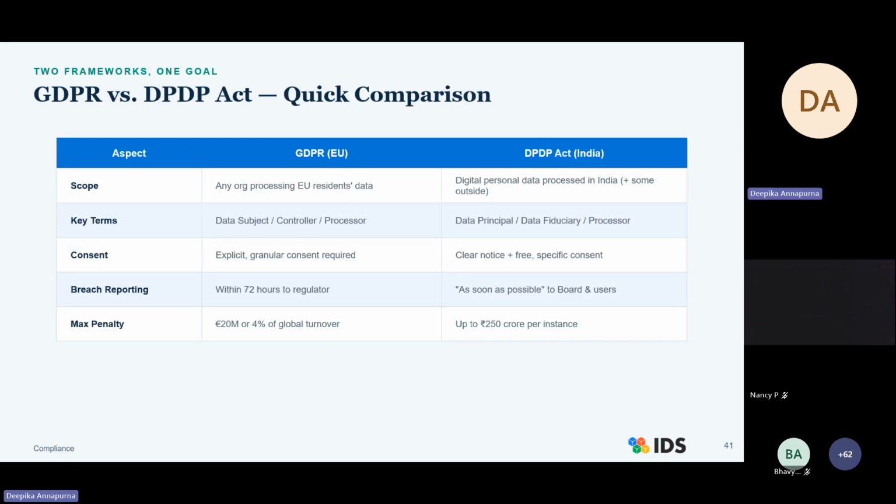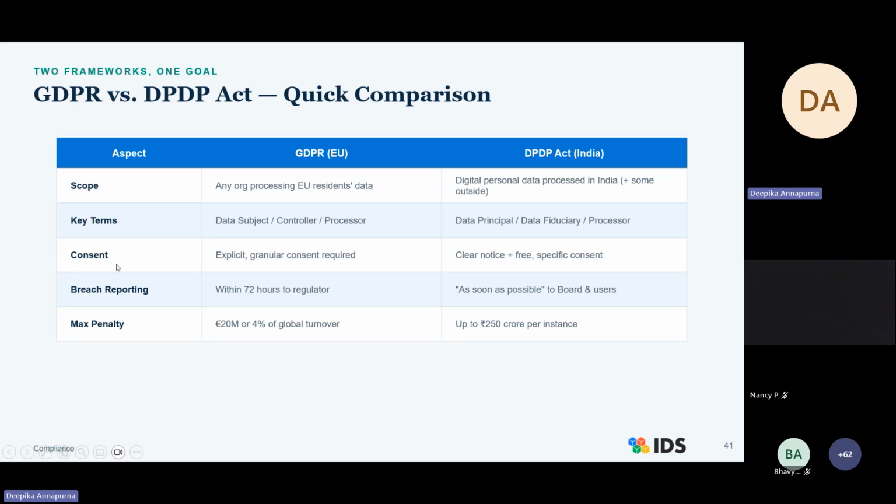Let's compare GDPR and DPDP. What is the scope? For GDPR, any organization processing European residents' data; this act is for European residents. The Digital Personal Data Protection Act is for India, not for Europe. What are the key terms? In GDPR we have data subject, controller, and processor. Here we have data principal, data fiduciary, and processor.